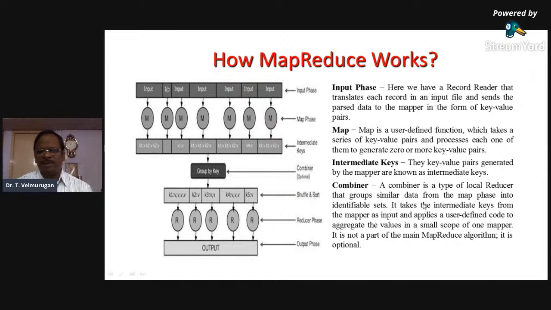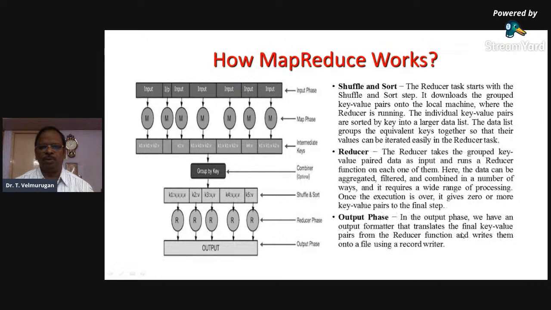What is the work of the combiner? A combiner is a type of local reducer. Sometimes it is optional and we cannot utilize it. If necessary, then we can use the combiner. It combines more than one output produced by the mapper into a single output. It takes the intermediate keys from the mapper as input and applies user defined code to aggregate the values in a small scope of one mapper. So it is not part of the main MapReduce algorithm. It is an optional one.